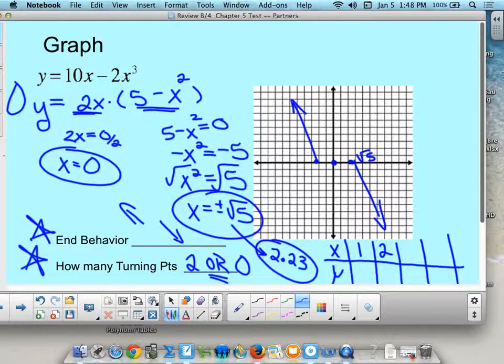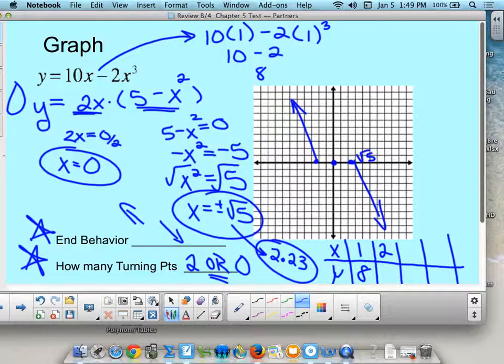If you plug in 1, come over here. 10 times 1, take away 2 times 1 cubed. That's 10. 1 times 1 times 1. 1 times 2, negative 2. Yep. What's the answer? 8. So you're getting 1 goes in, 8 comes out.